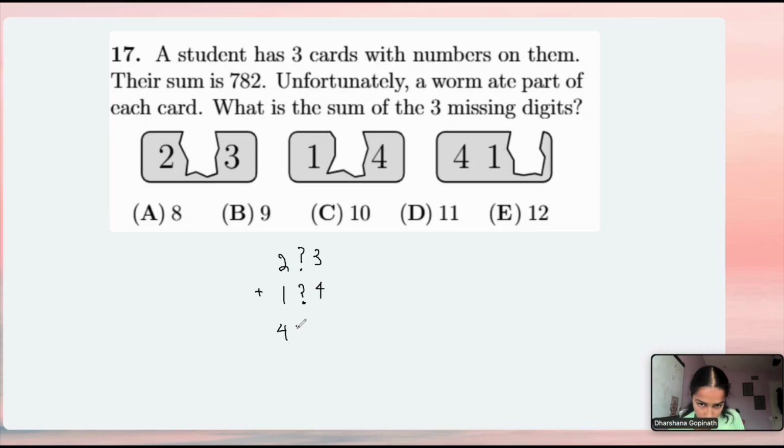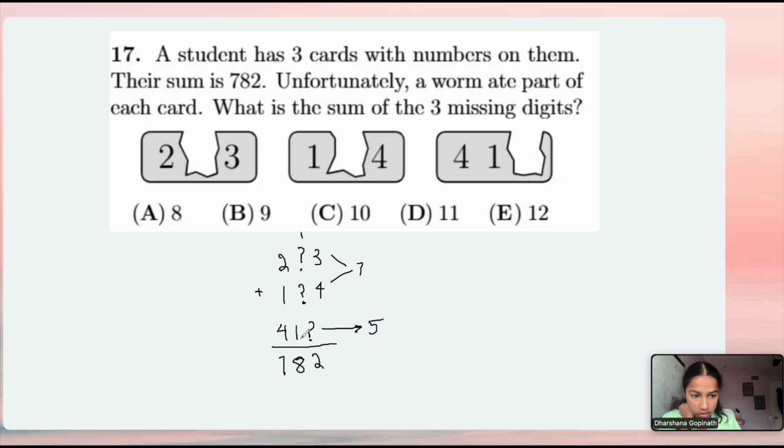And then 4, 1, question mark. So, and they're supposed to add up to 782. So right now in the ones column, we have 3 and 4, which adds up to 7. So to get that to 2, we need to add 5 to make it 12. So this first one is 5.